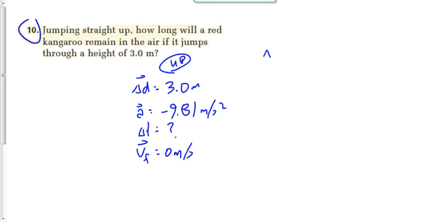But I will tell you that once you get the time, it's not the right answer. But you're on the right track. You've got to do something with it once you get that time. See what you can do.